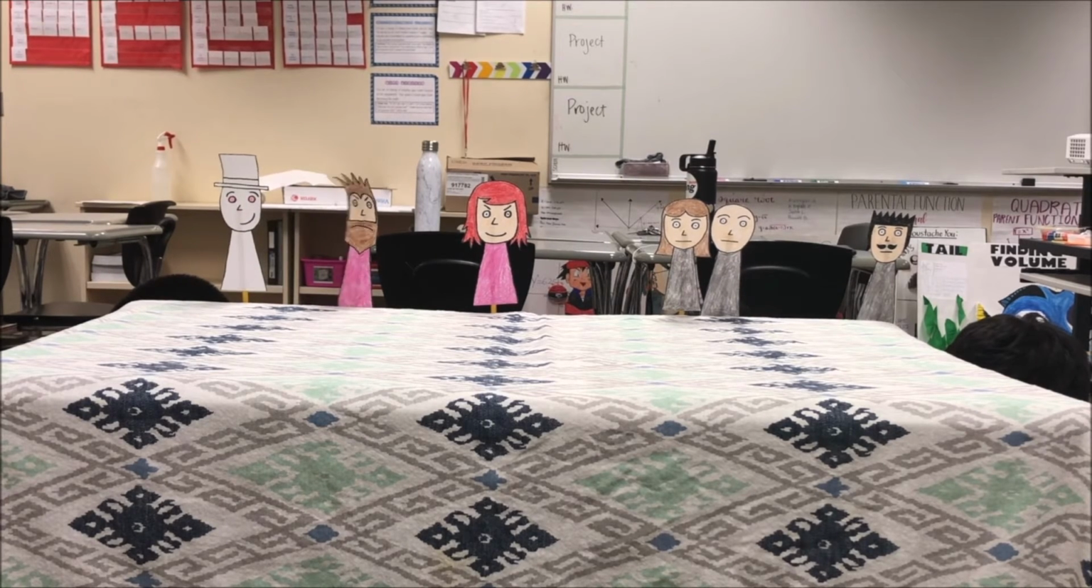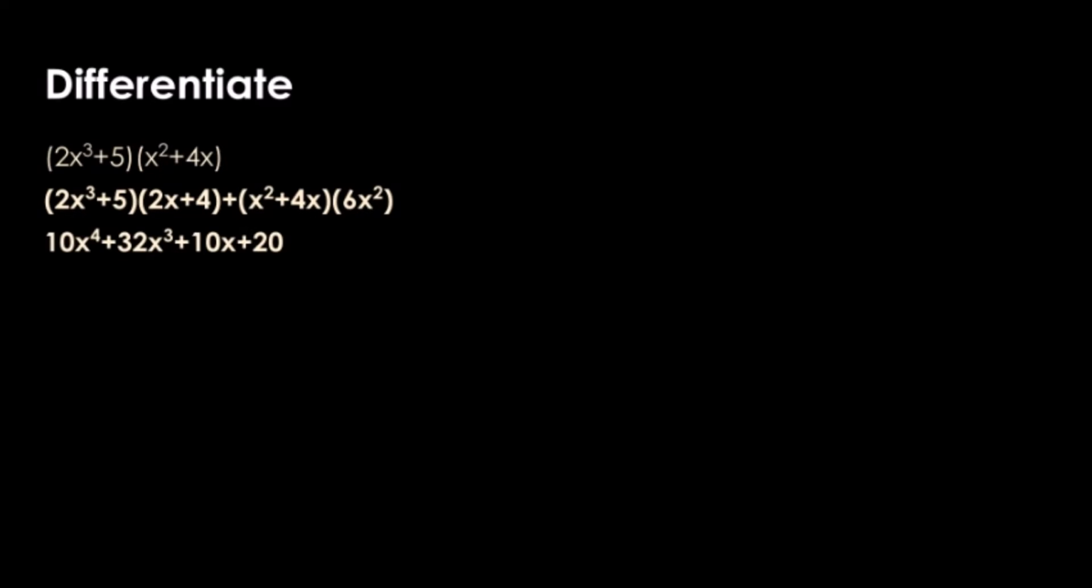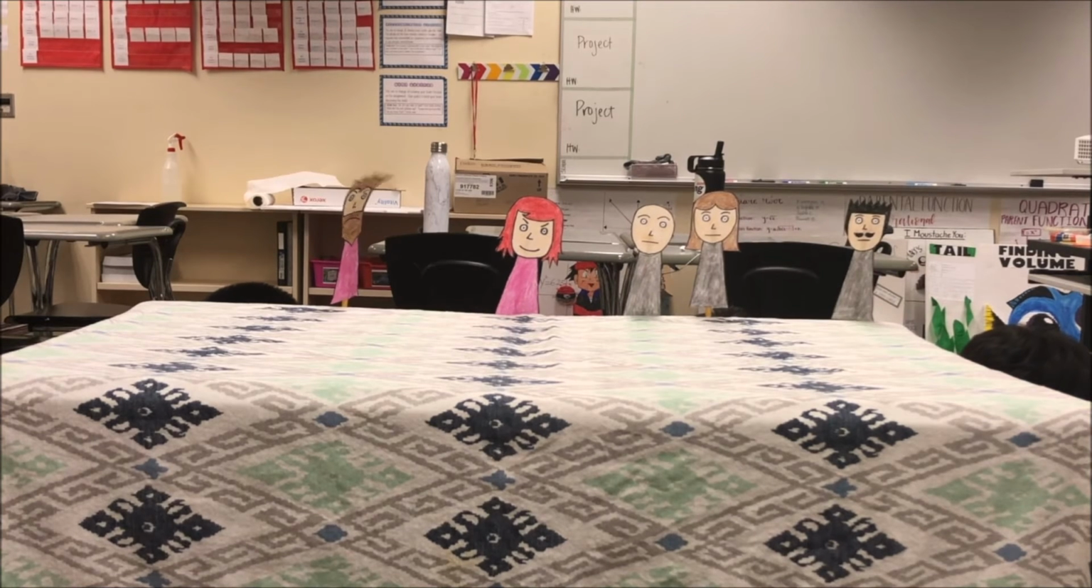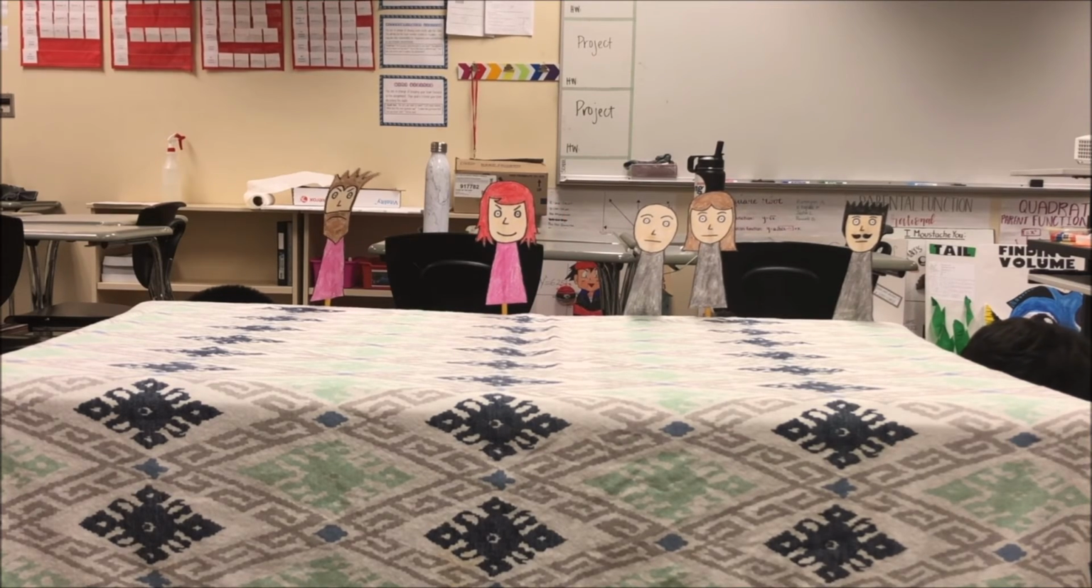Hey, Mr. Mac. Solve the problem for me, will you? Try differentiating this function on your own. You should have gotten this for your answer. Your answer could also be simplified into this. The answer is 10x to the 4th power plus 32x to the 3rd power plus 10x plus 20. Now leave me alone. Is Mr. Mac okay? Why is he raging in an empty chair? Don't worry about my husband. He's delusional.